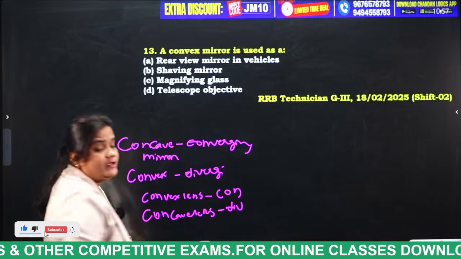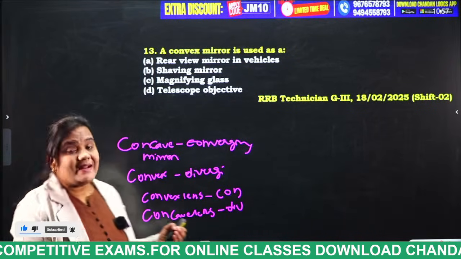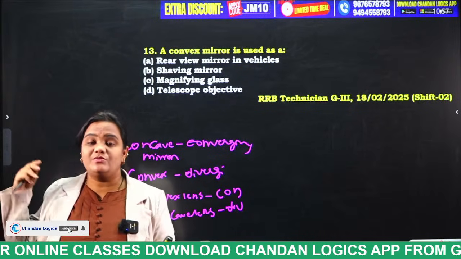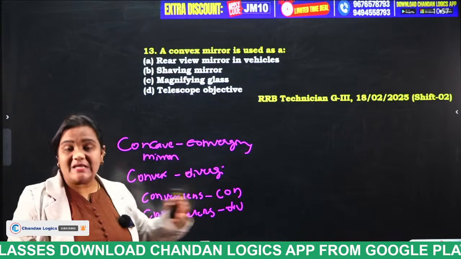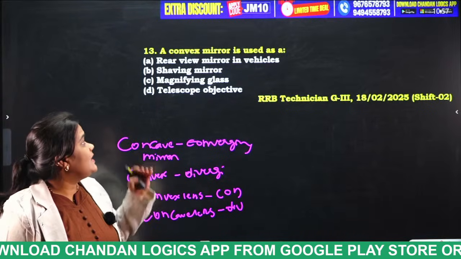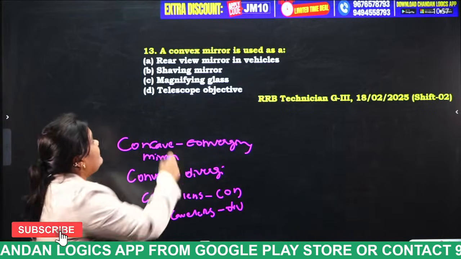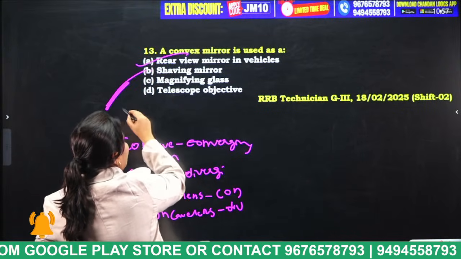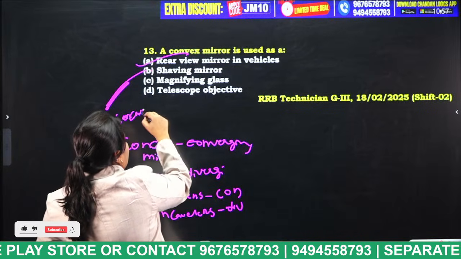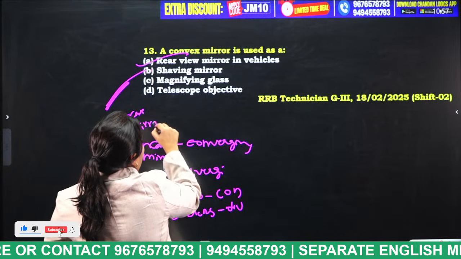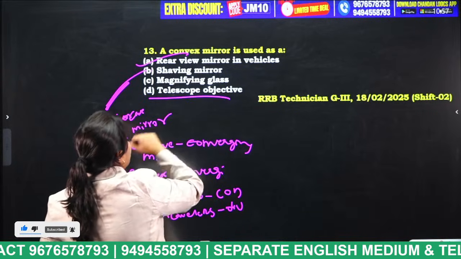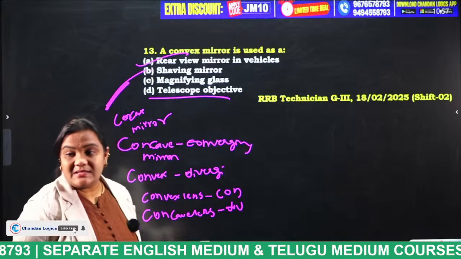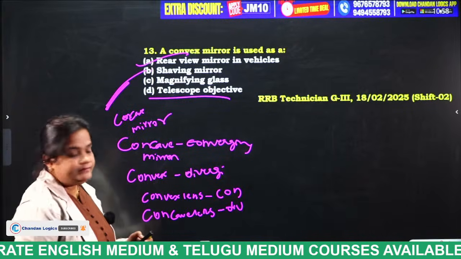What type of mirrors do we use in vehicles, students, for rear views and for distant objects to be visible? Convex mirrors. Those convex mirrors are used as rear view mirrors in vehicles. For shaving mirror we use concave mirror, because they are converging. Telescope objective also uses concave mirror. Magnifying glass uses a convex lens. Clear? Done. Next.